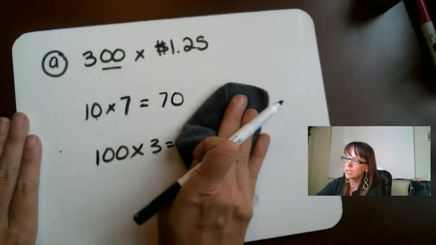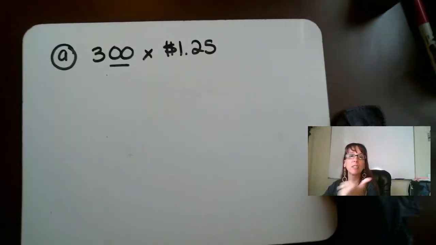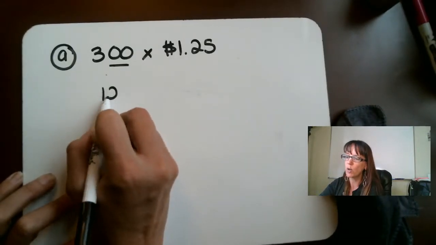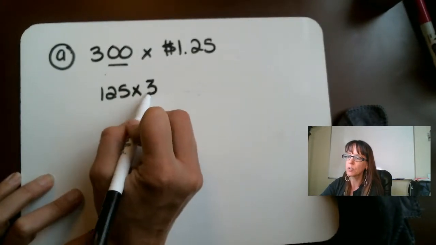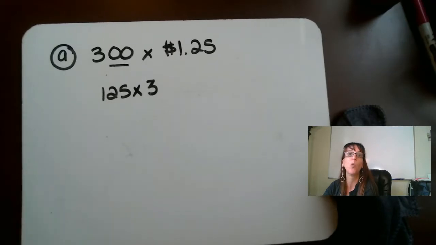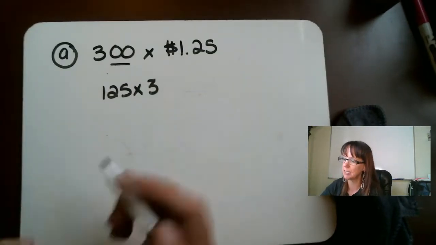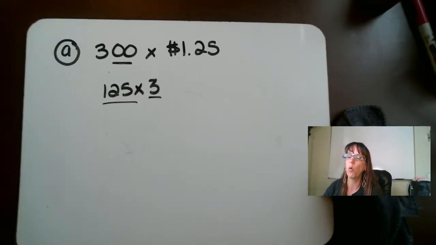We're going to ignore those zeros till the end. We're going to ignore the zeros, but we're also going to ignore those decimals, just like I showed you before. So really the problem we need to solve here is 125 times 3. When we're done, we will slap those zeros back on, and then we will deal with the decimal. This is a 3 by 1.